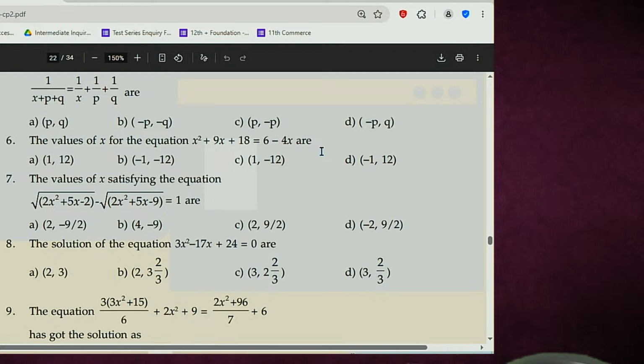So this is G, F, G, H and I. Now only 2 are remaining and we will finish this chapter. So next chapter I am going to start sequence and series. Easy chapter.